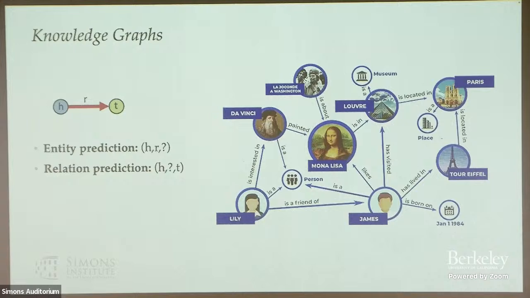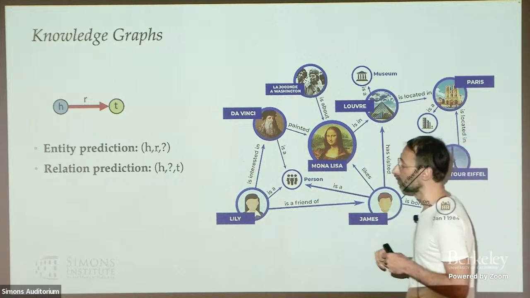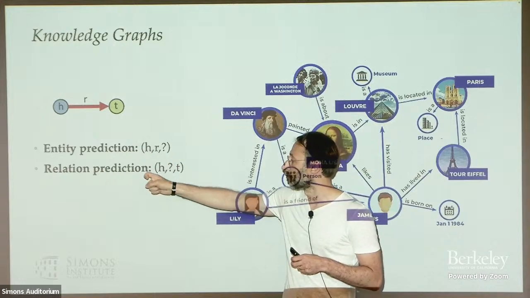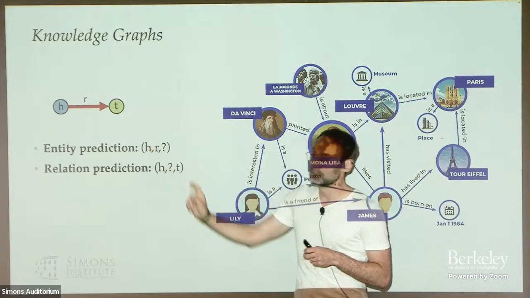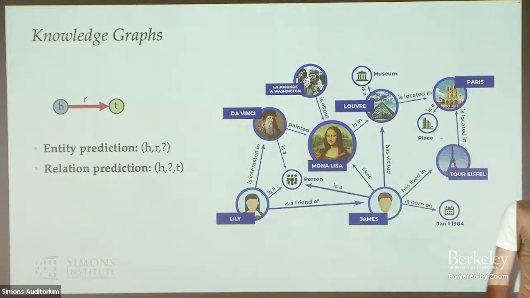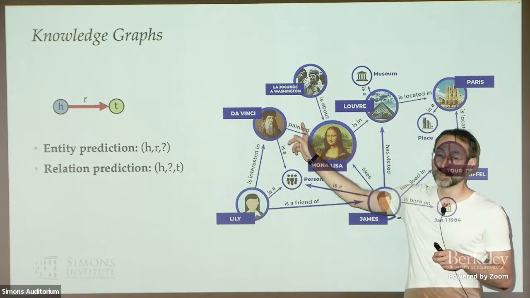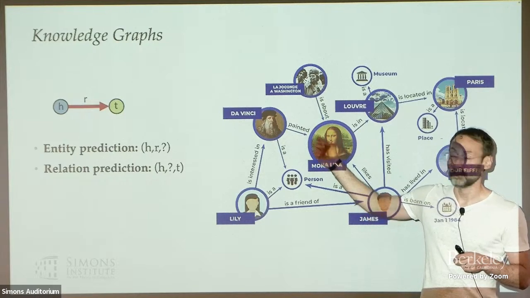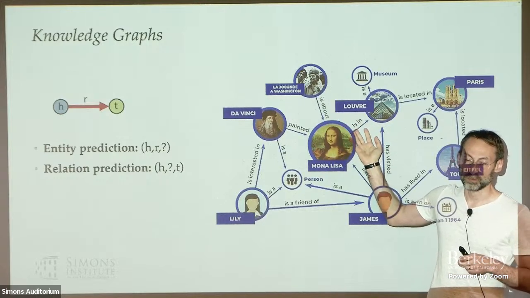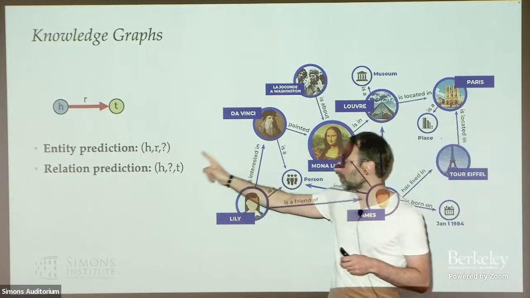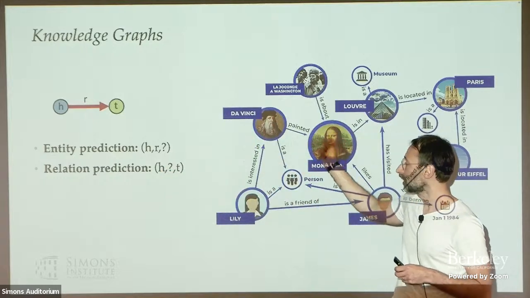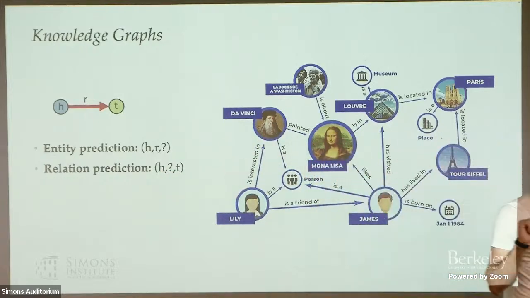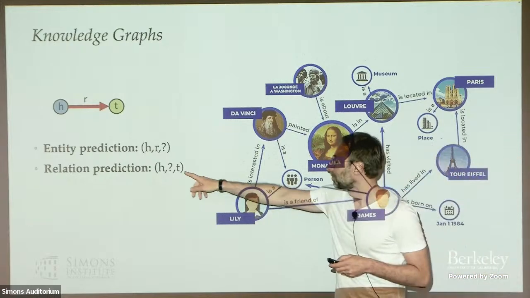So the typical type of problems that we want to do with knowledge graphs is either entity prediction or relation prediction. So for example, I have a head and relation, and I would like to predict the tail. So I would like to ask, Da Vinci painted what? I would like to predict which paintings Da Vinci painted, based on maybe a few examples of his output. Or I want to predict the relation. So I have Da Vinci and Mona Lisa, and I would like to predict what is the relation between them. Did he burn it? Did he cut it? Or maybe he painted it? So of all possible relations, I would like to predict the right one.